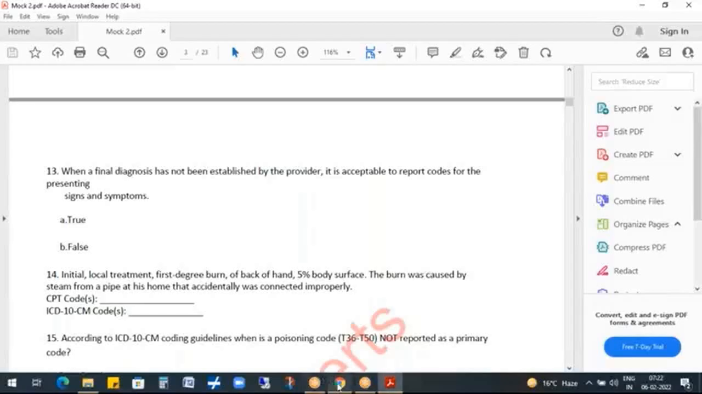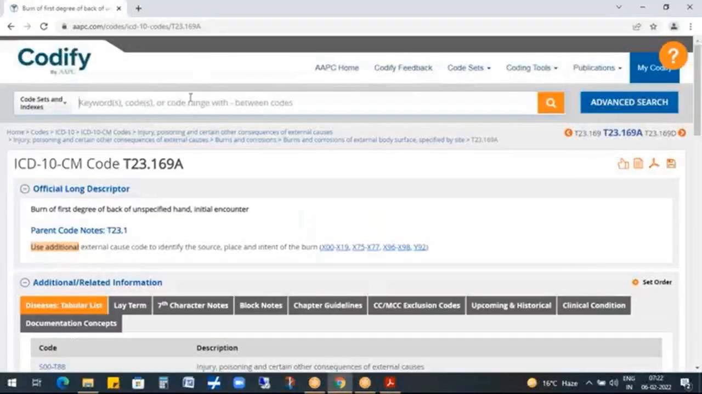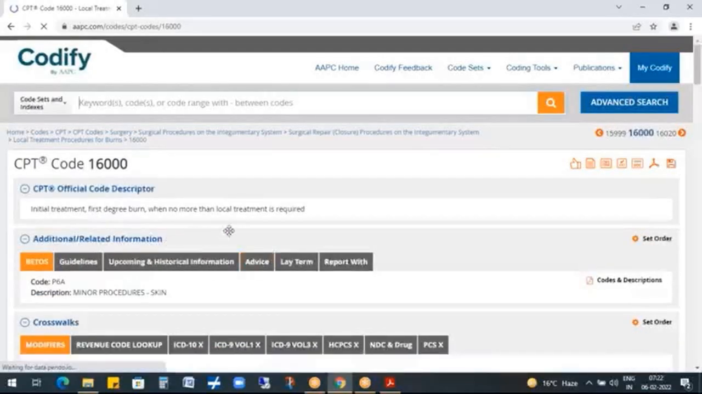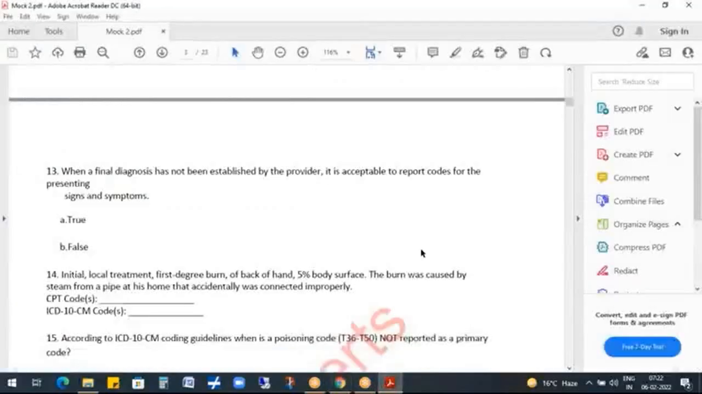Now, what is the CPT code? If you go to the integumentary system, you will find the burn related codes. 16000.